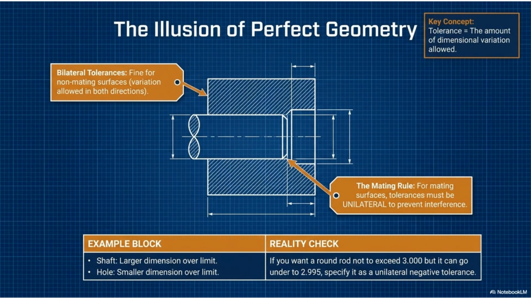The illusion of perfect geometry means understanding tolerance, the allowed dimensional variation. The mating rule is critical. Tolerances for mating surfaces must be unilateral to prevent interference, while non-mating surfaces can use bilateral tolerances.